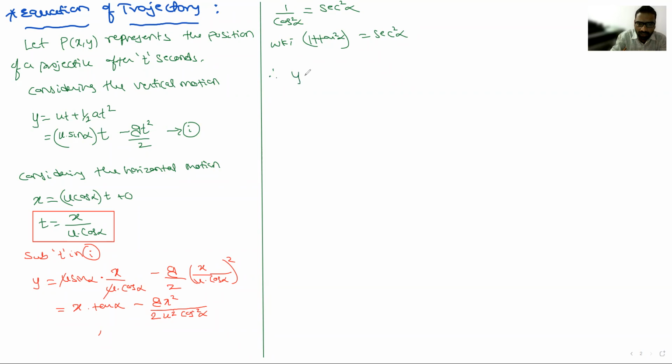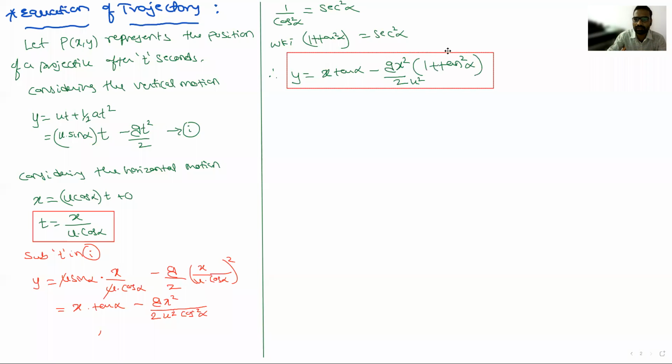Therefore, this y equation will be equal to x tan alpha minus g x square divided by 2 u square, times 1 plus tan square alpha, since 1 by cos square alpha can be written as 1 plus tan square alpha. Is it understood, everyone? So this is the equation of the trajectory: x tan alpha minus a constant into 1 plus tan square alpha. This is the equation for the parabola.